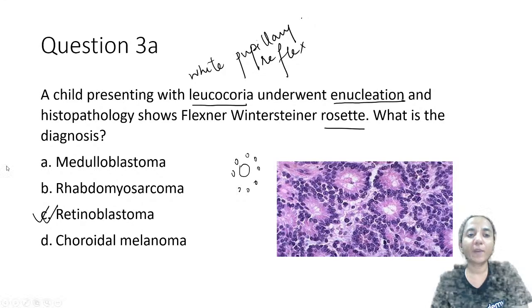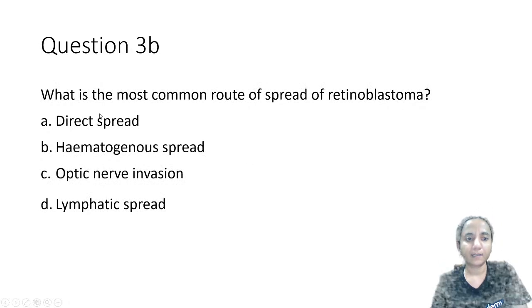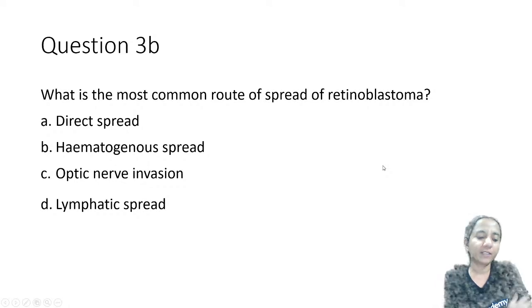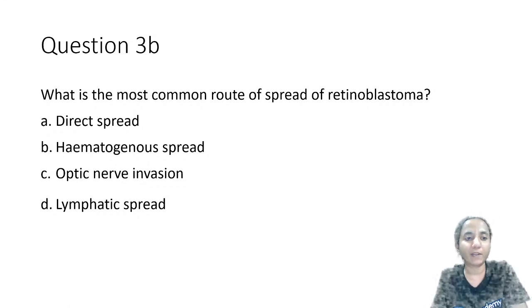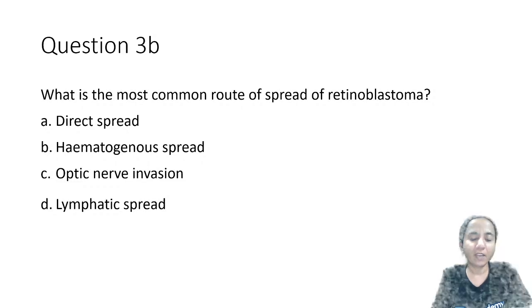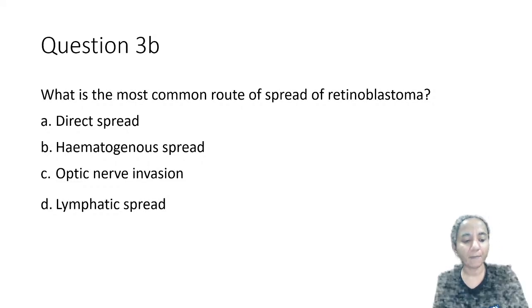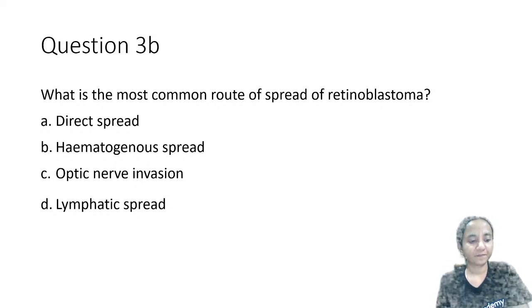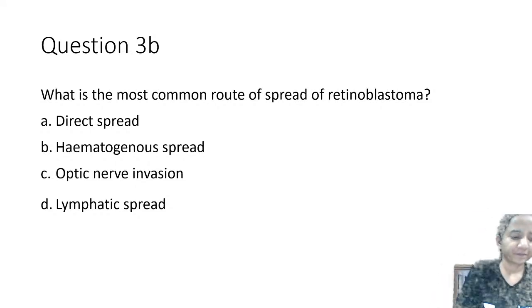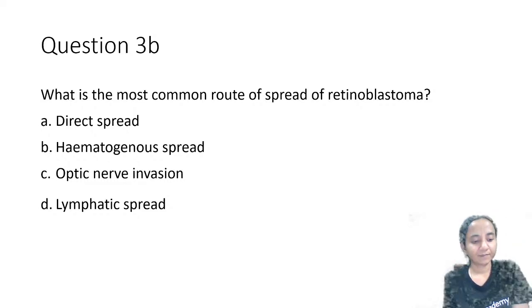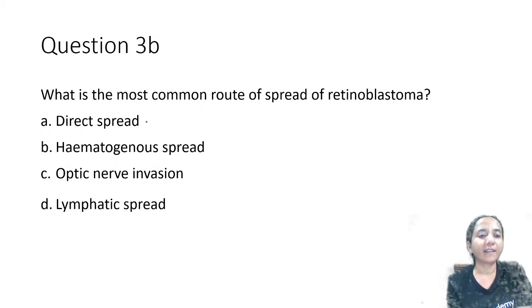Okay, there was another question from retinoblastoma, that is this: what is the most common route of spread of retinoblastoma? Now, this is actually, according to me, a very confusing question. Direct spread, hematogenous spread, optic nerve invasion, and lymphatic spread. So, which one should we choose here as the answer? Yes, actually both A and C are correct.